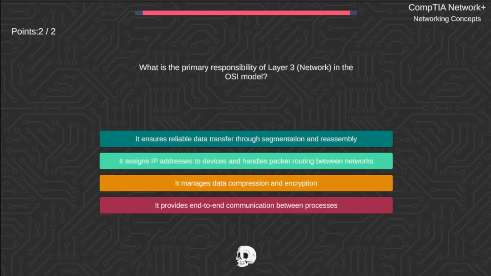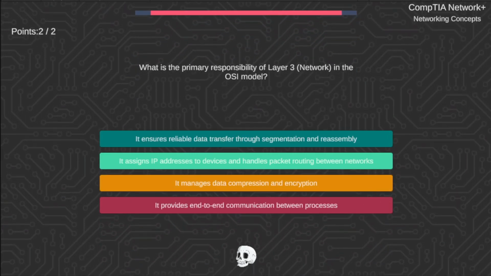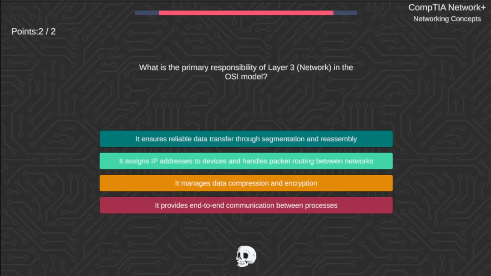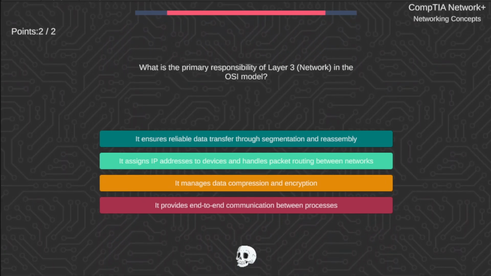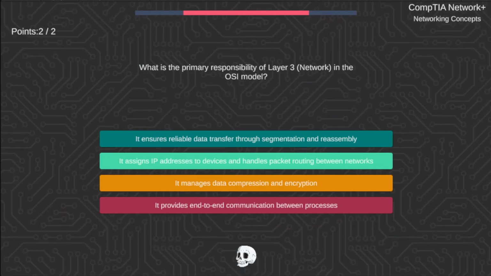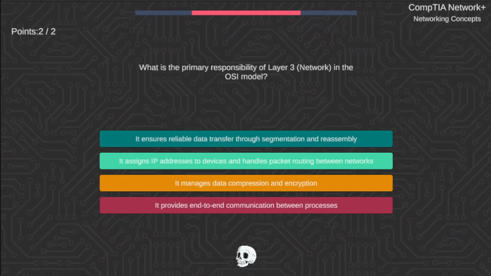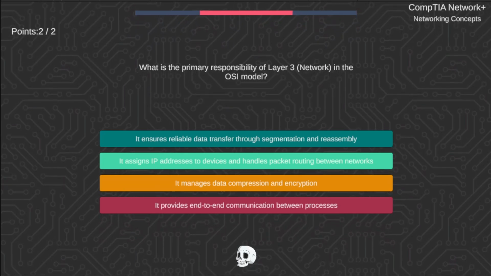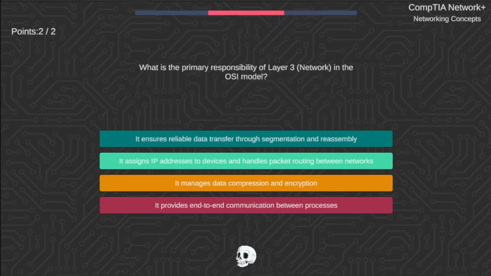What is the primary responsibility of Layer 3 network in the OSI model? It ensures reliable data transfer through segmentation and reassembly. It assigns IP addresses to devices and handles packet routing between networks. It manages data compression and encryption, or it provides end-to-end communication between processes.